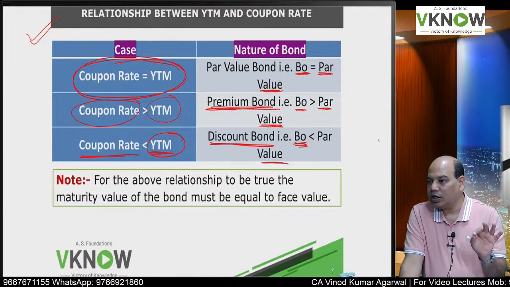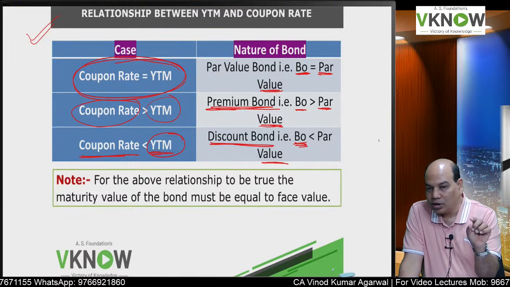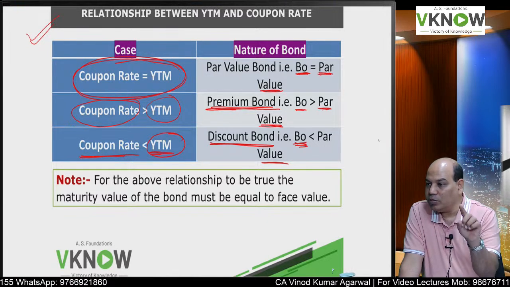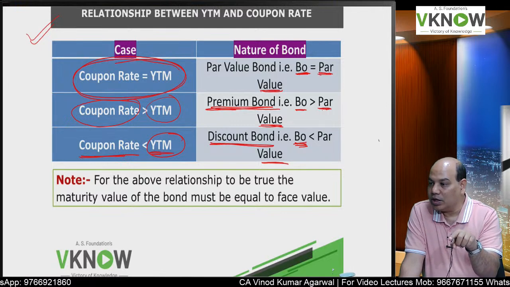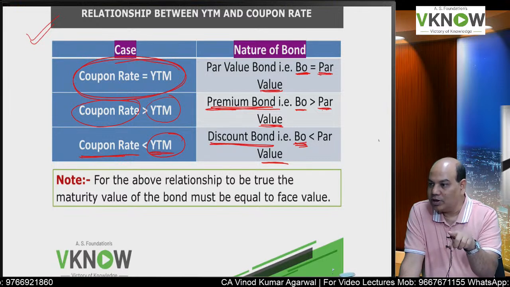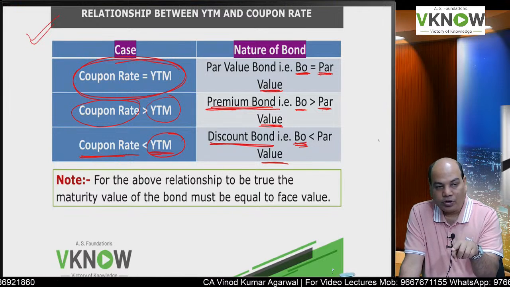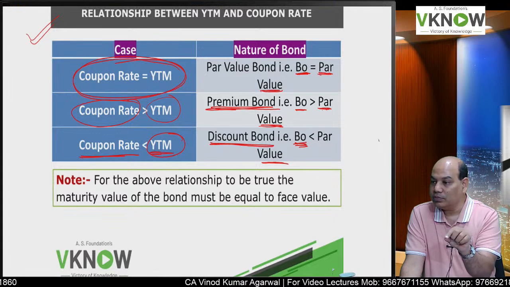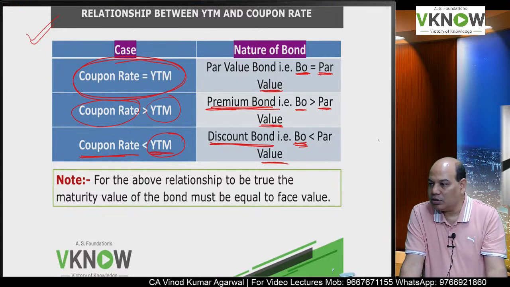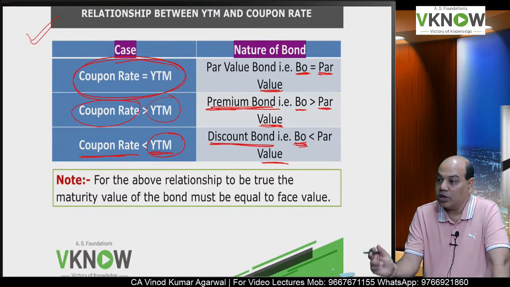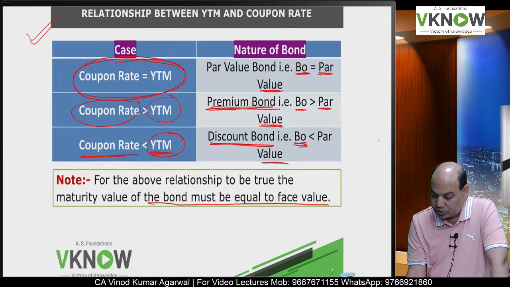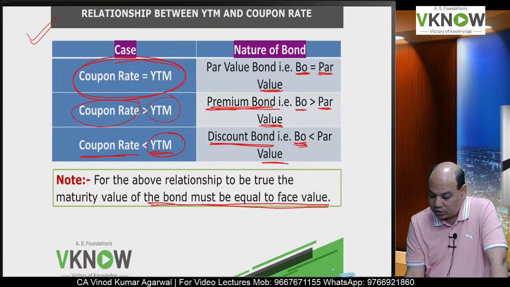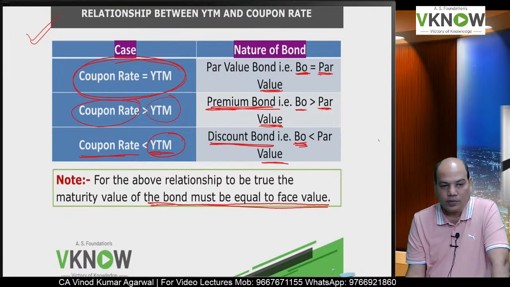If you find that a bond is trading at a discount, it means its YTM will be greater than coupon rate. And if you find that it is trading at a premium, it means its YTM is less than the coupon rate. And if you find that face value and price are equal, it means the YTM and coupon are equal, subject to the redemption being at par. I have written a note here: subject to the redemption being equal to face value.